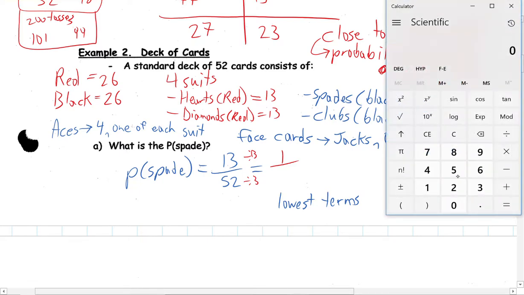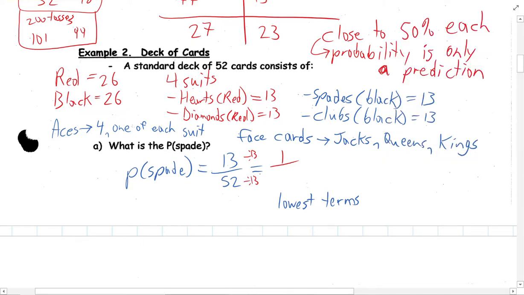You can always guess and check. 52 divided by 13 equals 4. So then this would equal 1/4. Okay? So this would equal 0.25, which equals 25%. So what we would say is the probability is 1/4 or 25%. Those are the two ones that we'd work with.